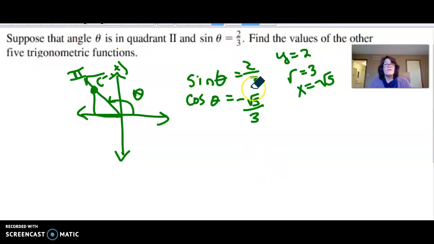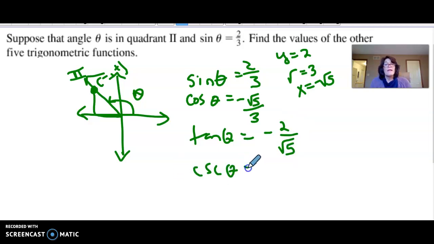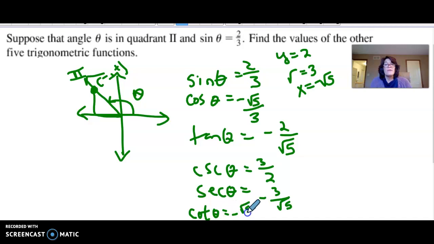They told me the sine was 2/3. Now I know cosine. Tangent is y over x, so that's negative 2 over the square root of 5. Okay, and then cosecant, I kind of knew that, I guess, huh? They told me sine was 2/3. I know cosecant is 3/2. Secant, I'm going to flip cosine, so that'll be negative 3 over the square root of 5. And of course, cotangent, then I'll flip tangent, and I'll have negative square root of 5 over 2. This would give you full credit.